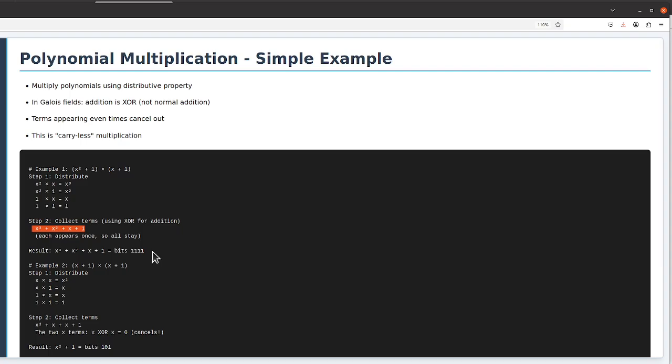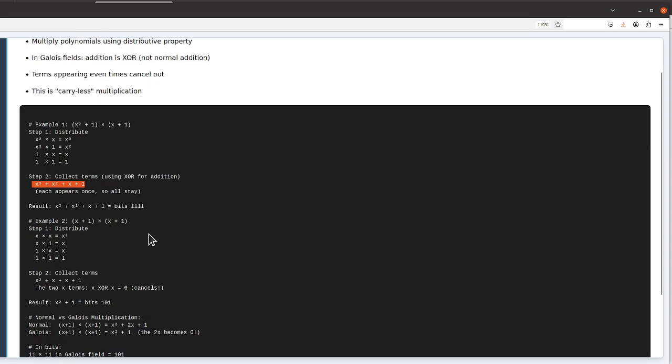In Galois fields with binary coefficients, addition is actually XOR, not normal addition. Remember XOR. Same bits give 0, different bits give 1. So when we collect our terms, if a power of x appears an odd number of times, it stays. If it appears an even number of times, it cancels out to 0. In our example, each term appears once, so we get x cubed plus x squared plus x plus 1, which happens to be the same as normal multiplication in this case.